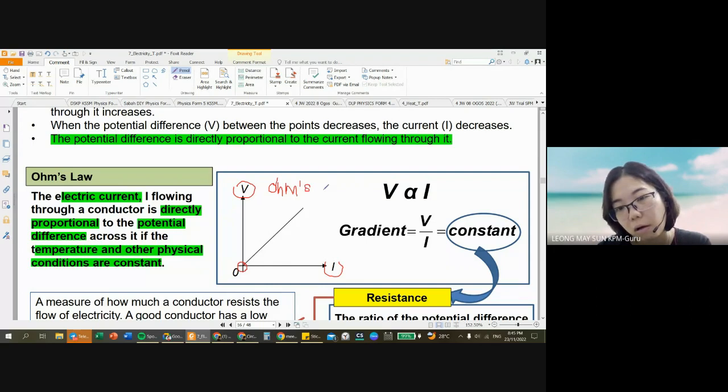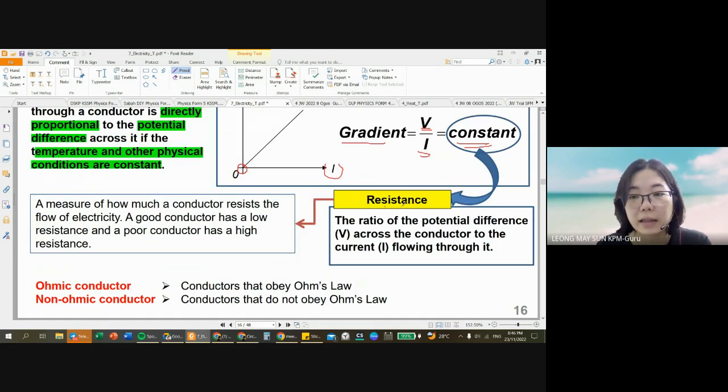This is an Ohm's law graph. Okay, so for the gradient, we know we take y2 minus y1 divided by x2 minus x1, meaning y-axis divided by x-axis. So in this graph, the y-axis is the potential difference, the x-axis is the current. So the value of the gradient, potential difference divided by current, is a constant value, which means that it is resistance. That gradient of potential difference against current is the resistance.